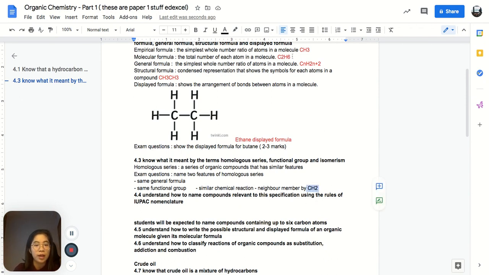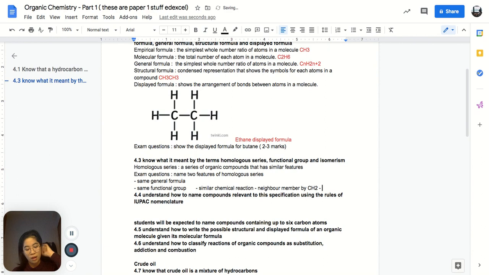So you basically know that propane is under ethane. That means you just add CH2 to C2H6. That's a simple math calculation that everyone could do, I'm sure. That is what I mean by neighbor members differing by CH2. Every single one down the group is the previous one plus CH2.